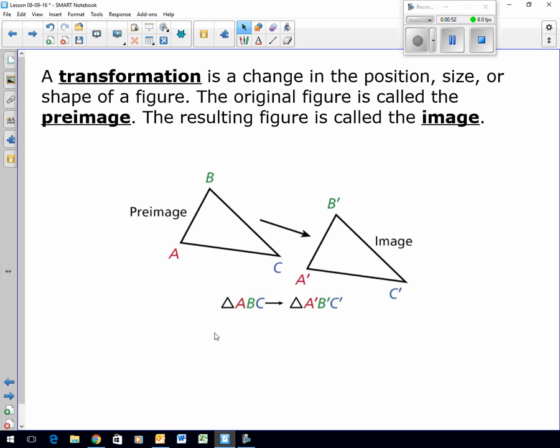I don't know why we don't call it an image and a post-image. I don't make the rules. Don't hate the player, hate the game. It's the first time I've got a secret all day.